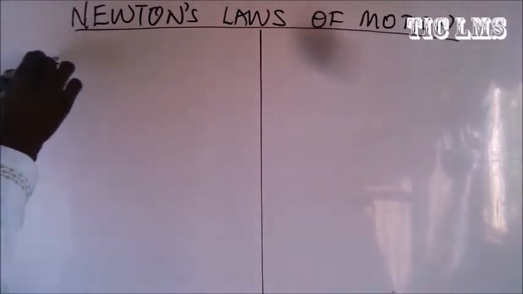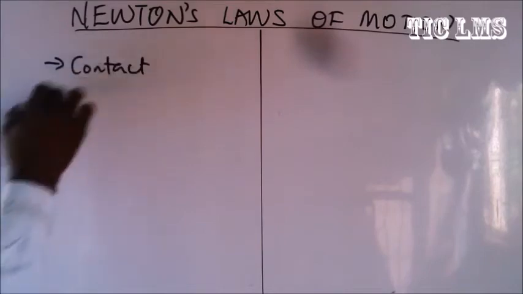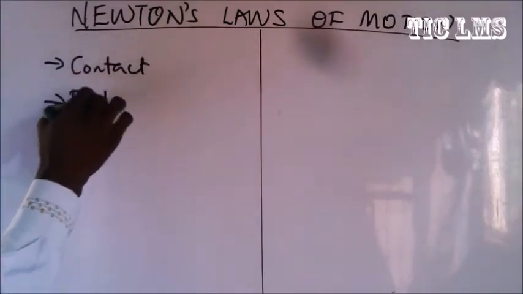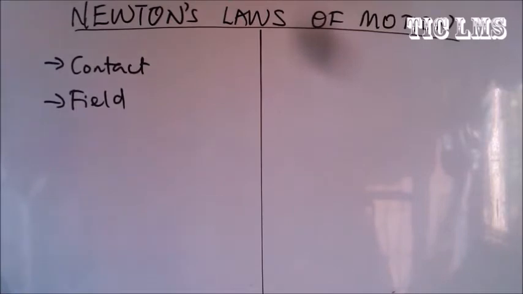And basically we have two types of force. We have the contact force and we have the field force. The contact force is a force which is a result of the contact between two bodies, when one body touches the other body and exerts some force such that it moves, while the field force is a force that is felt across a space as a result of some invisible forces there. Examples of such field forces are gravitational force, electric field force, magnetic force, etc.